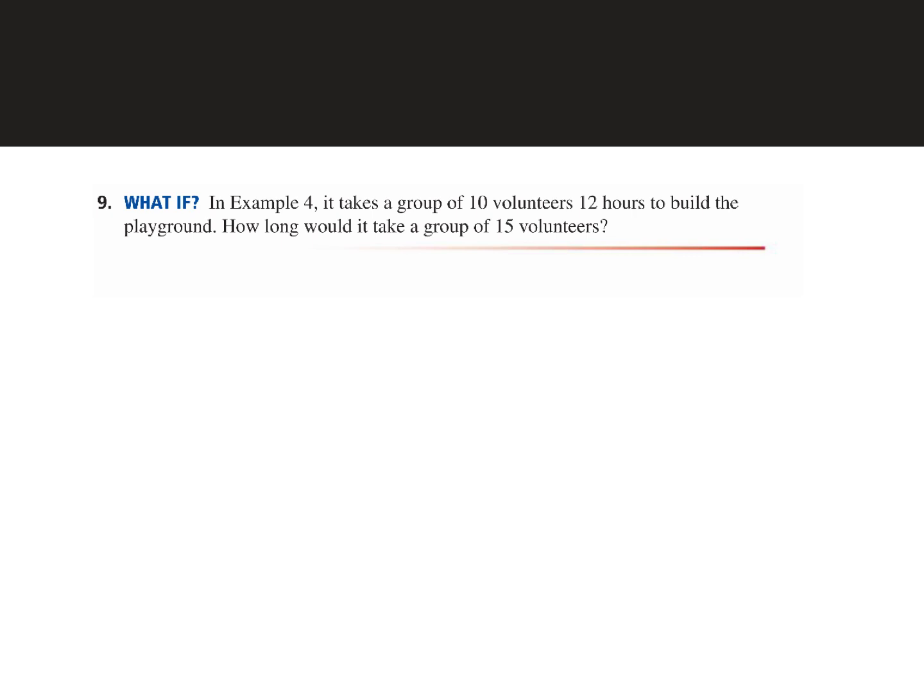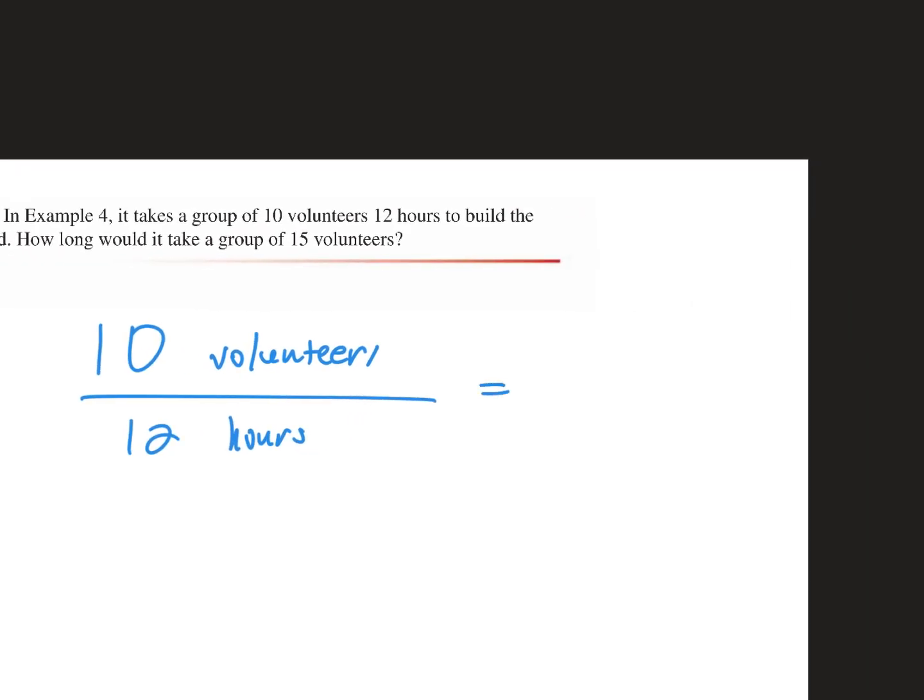All right, in example 4, it takes 10 volunteers 12 hours to build a playground. How long would it take 15? Anybody have any idea how to do this? There's a couple different ways you could do it. The best thing to do is just set up a proportion. 10 volunteers takes 12 hours. So they want to know with 15 volunteers, how long would it take?